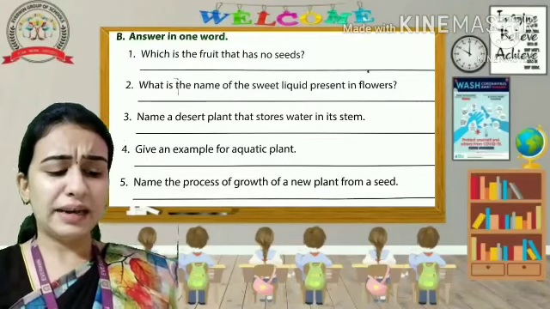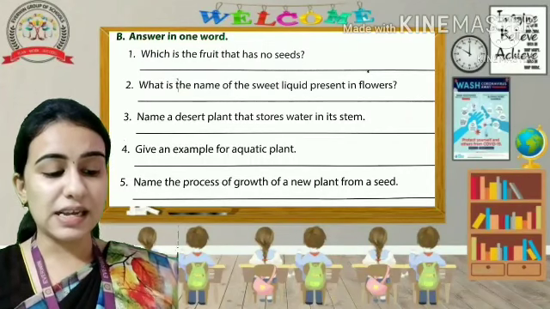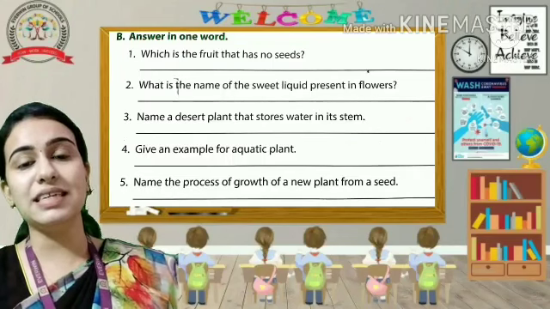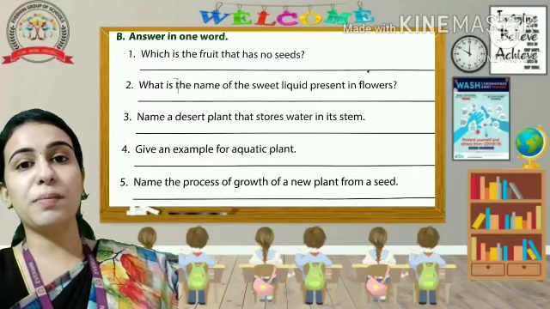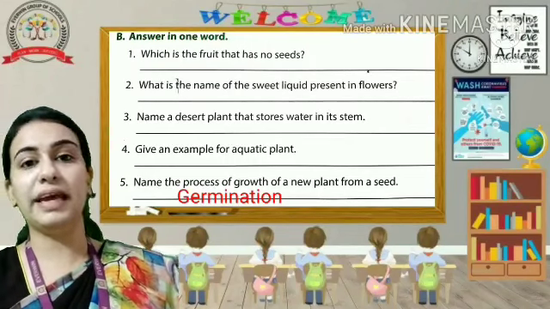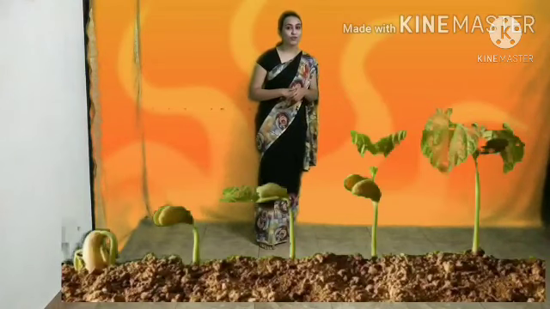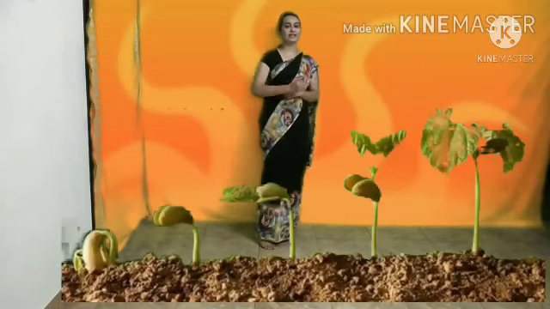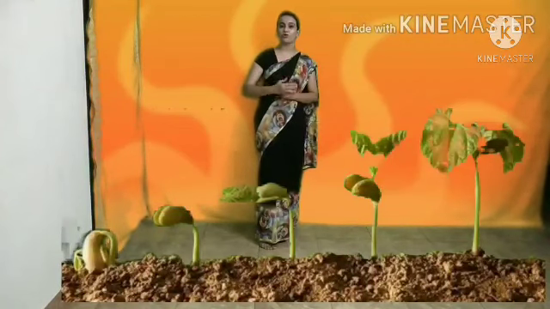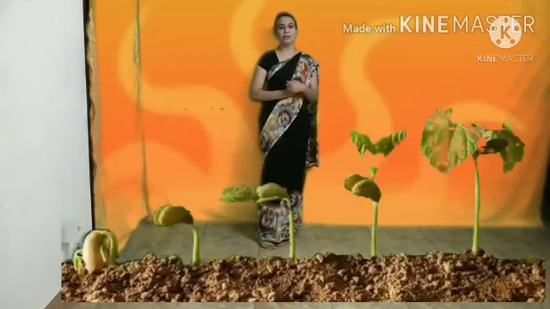Fifth question. Name the process of growth of a new plant from a seed. When a plant grows from a seed, that is called germination. The process of growth of a new plant from a seed is called germination.